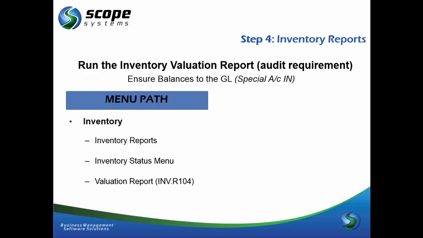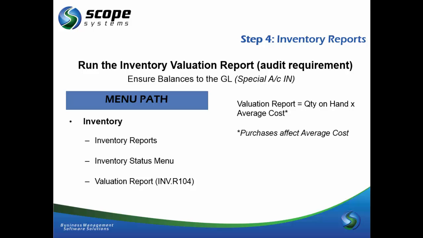The valuation report will ensure your balances agree to your general ledger, which map to special accounts, IN. Essentially what it does, it takes your quantity on hand, multiplied by average cost. Very simple. All purchases affect average cost, typical of mining companies. If required, you need to run a transaction report to reconcile the general ledger.